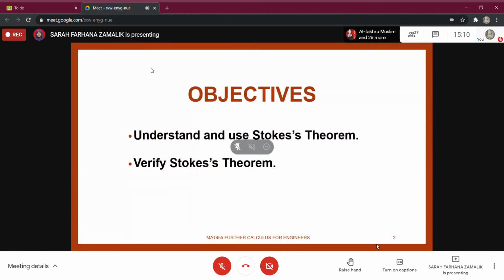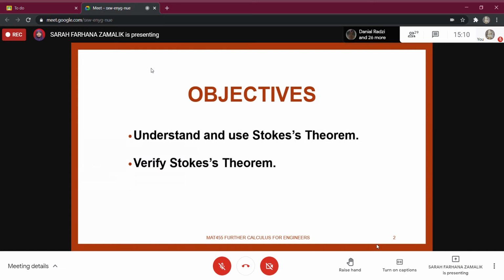To this objective, to understand and use Stokes Theorem. So you must understand first what is Stokes Theorem, baru boleh apply. Awak nak kira apa, kena understand dulu the concept for your Stokes Theorem. And also to verify Stokes Theorem.